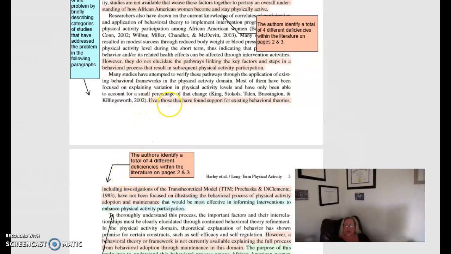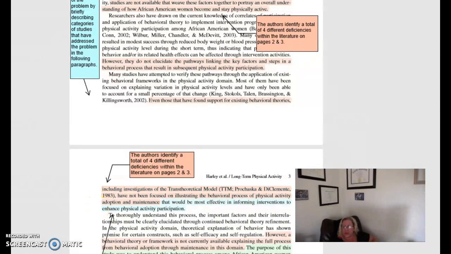Here's another one. It says, even those that have found support for existing behavioral theories, including investigation of the trans-theoretical model, and then they're giving a little citation for that, where they found that in the literature, have not been focused on illustrating the behavioral process of physical activity adoption and maintenance. So where it says have not been focused, they're saying there have been studies on this in the past, but they haven't focused on it from this perspective.